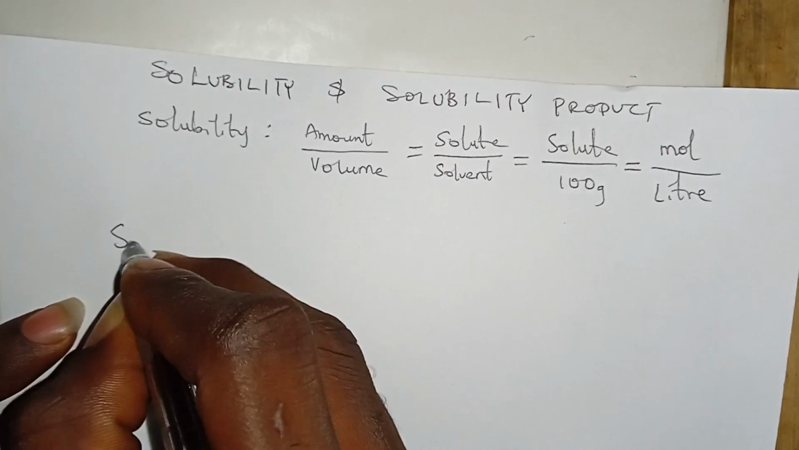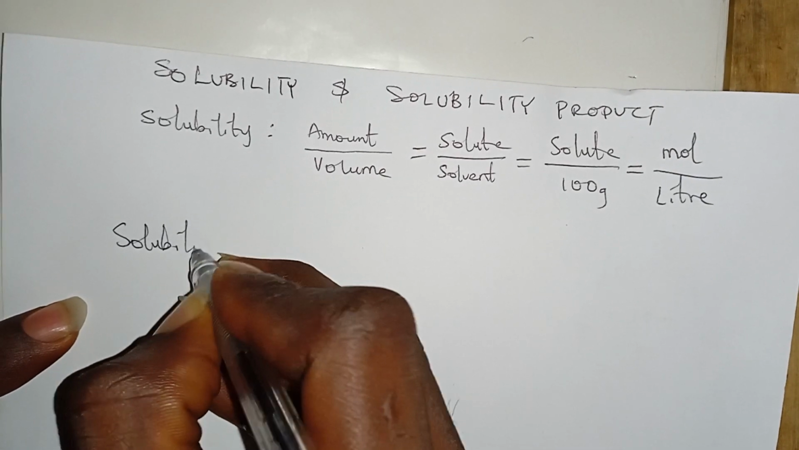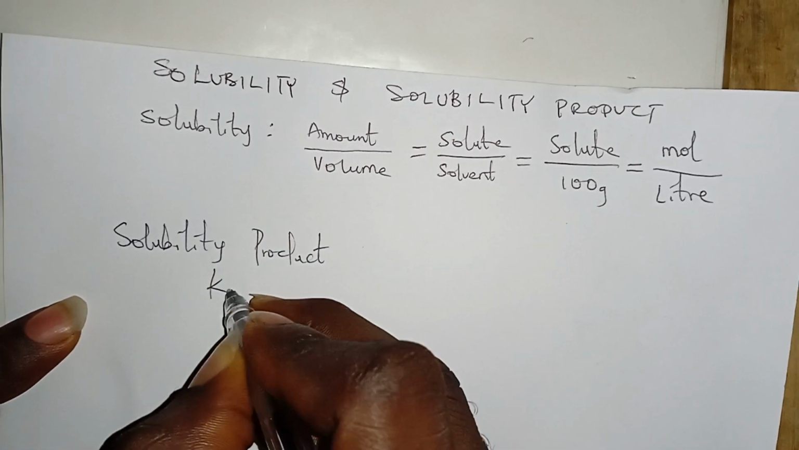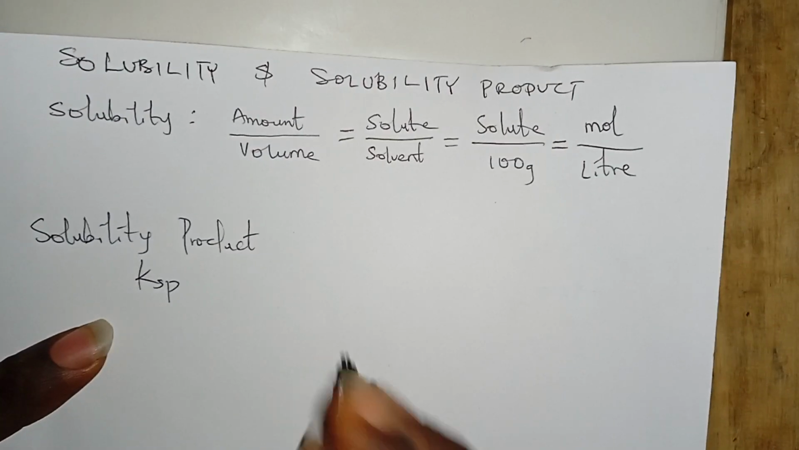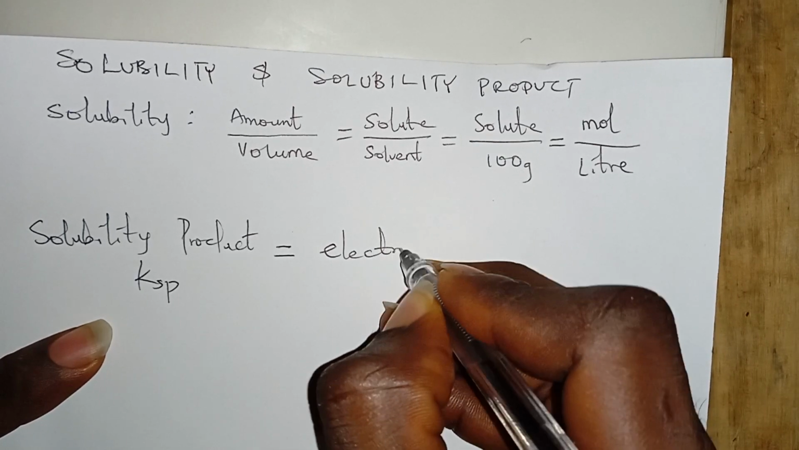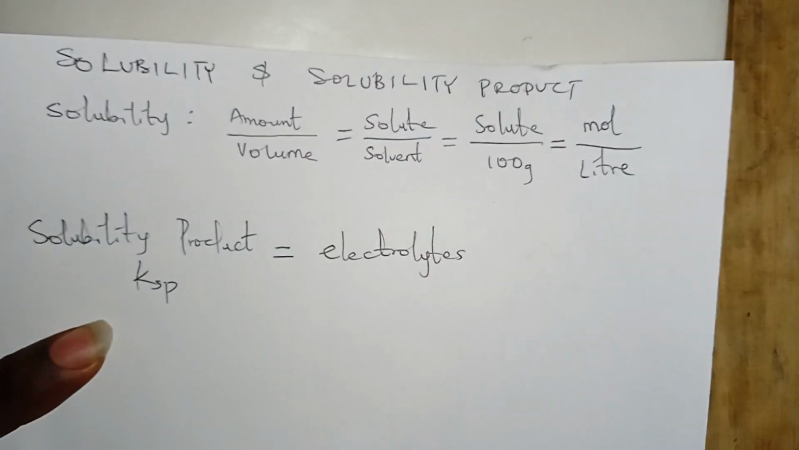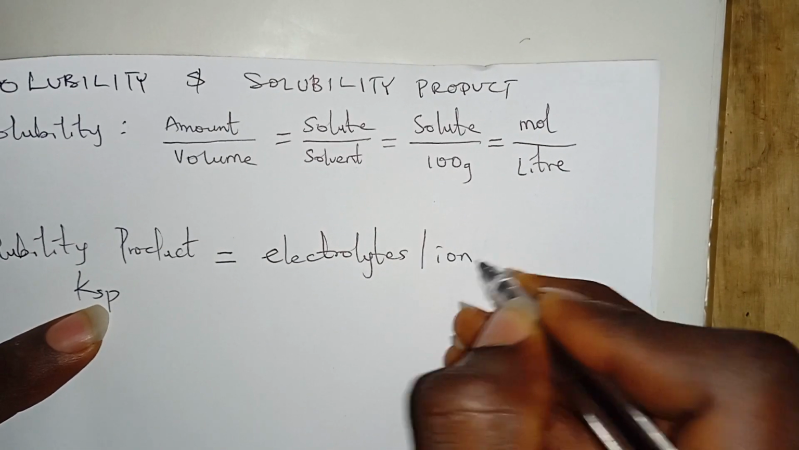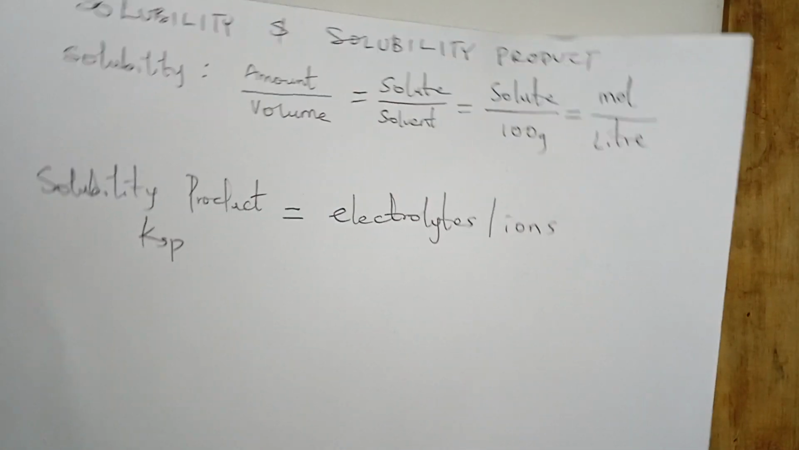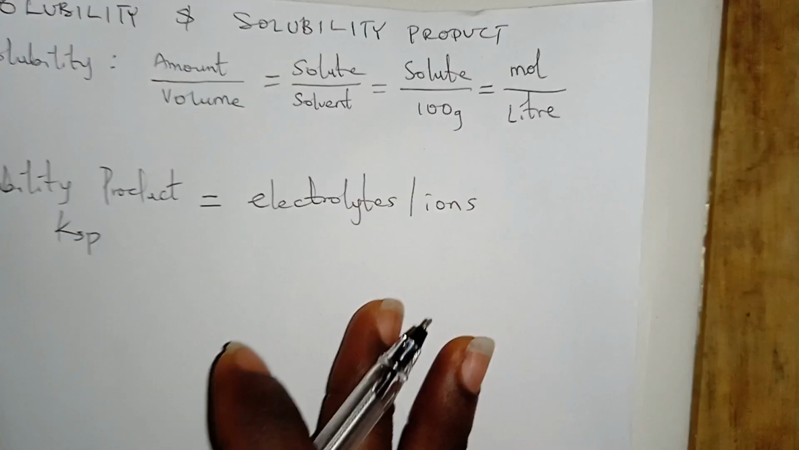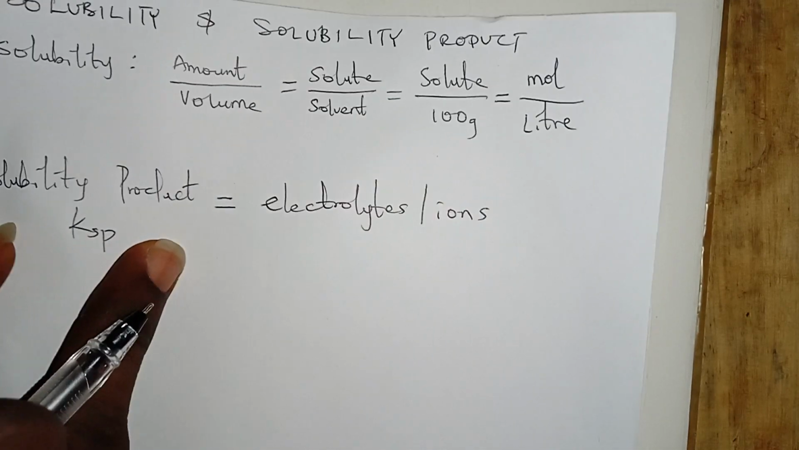But when you talk about solubility products, in simple terms, we know this as KSP. When we talk about solubility products, I need you to know that this only affects electrolytes. When you talk about solubility, you talk about it in terms of electrolytes. And this, you can also say it talks about ions. So when you are thinking about the amount of ions that dissociates in a solution, you now talk about solubility products.